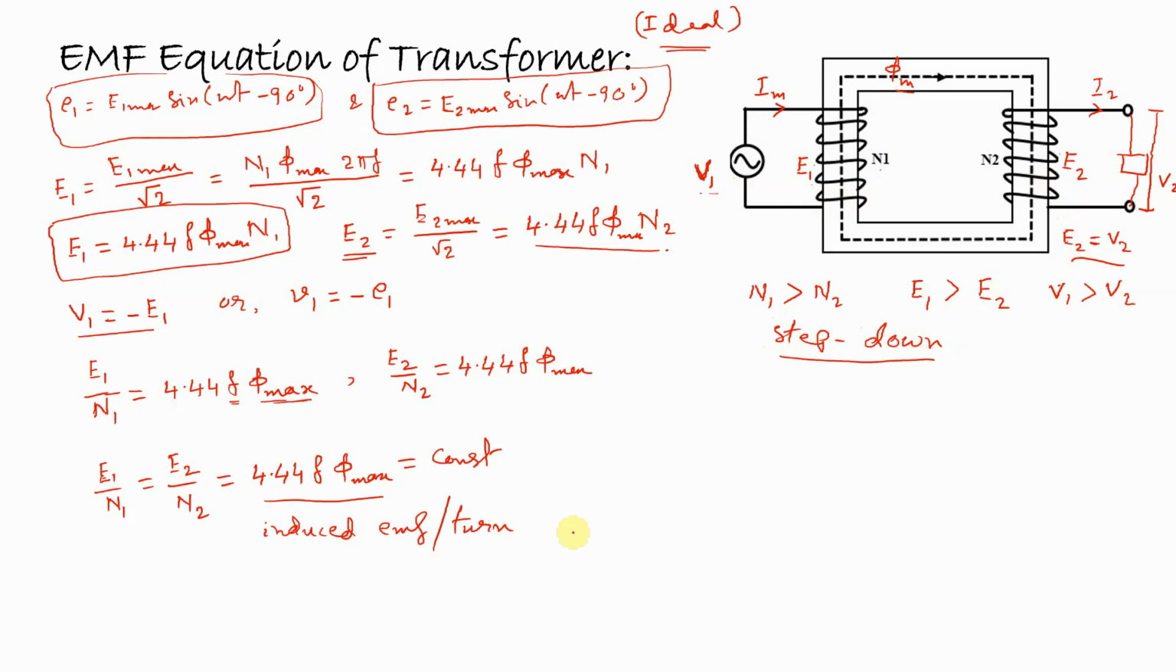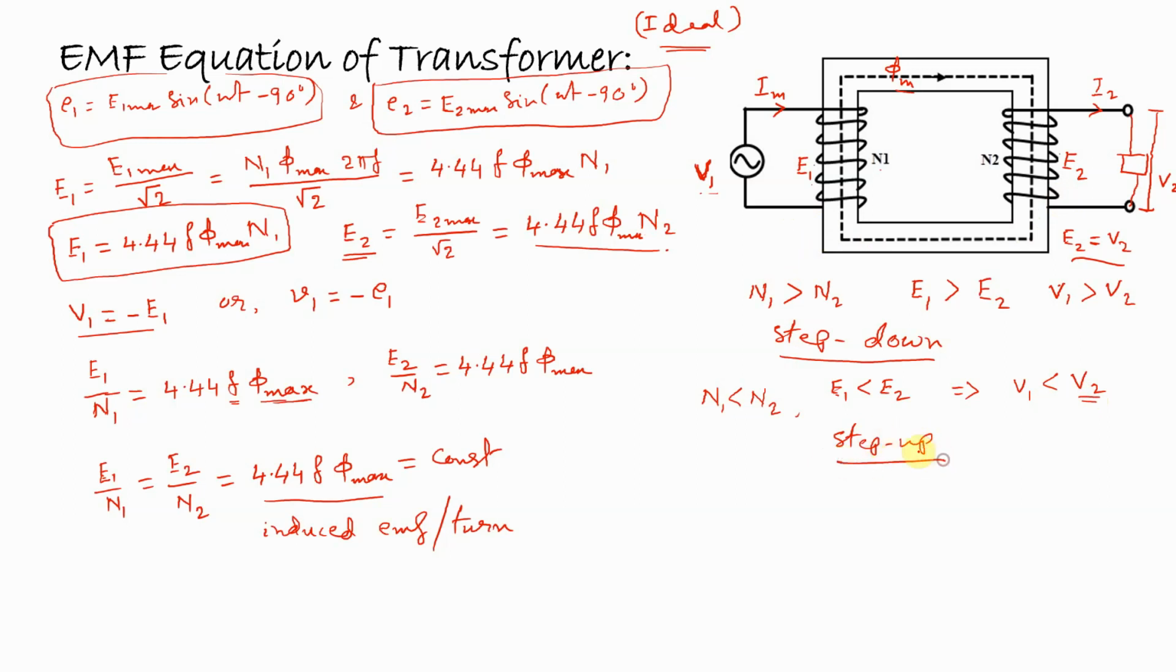Similarly, if the value of N1 is less than N2, that means the number of turns in the primary is less than the number of turns in the secondary. That means the induced EMF in the primary will be less than the induced EMF in the secondary, and it means V1 is less than V2. So if the number of turns in the primary is less than the number of turns in the secondary, that means the low voltage will be applied in the primary side and high voltage will get in the load side. So this is the concept of the step up transformer.